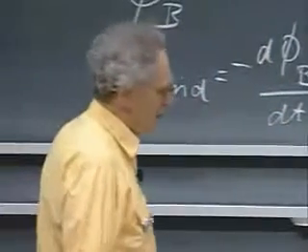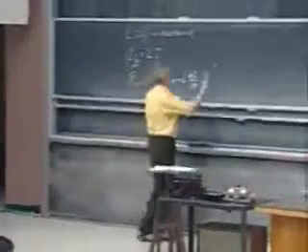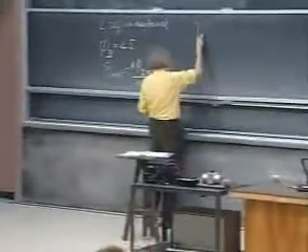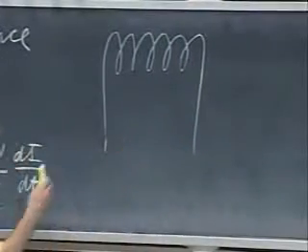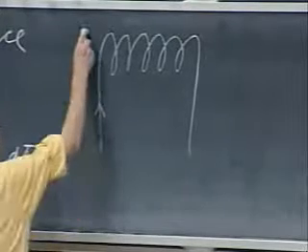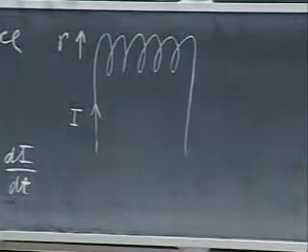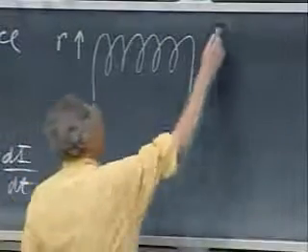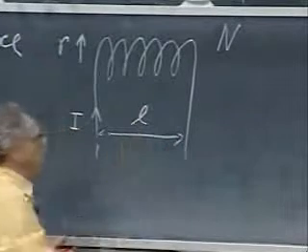I will calculate for you a very simple case of the self-inductance of a solenoid. Let this be a solenoid, and this is a closed circuit. And we run a current I through the solenoid. And the radius of these windings is little r. Let's say there are capital N windings, and the length of the solenoid is little l.